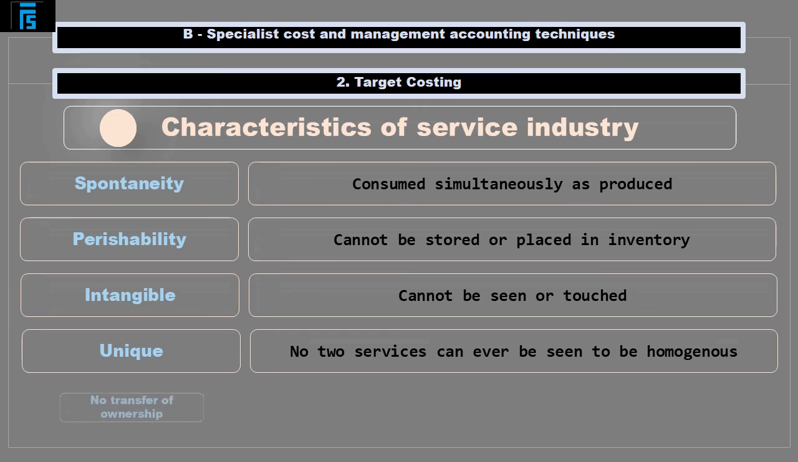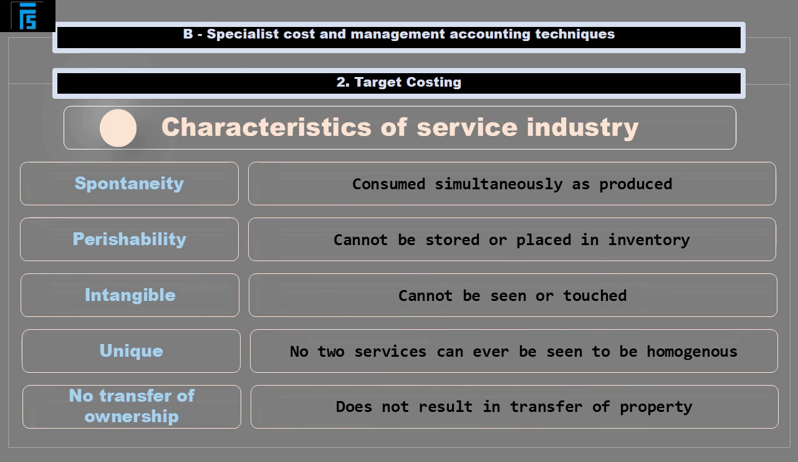And finally, no transfer of ownership. Unlike manufactured goods, services do not result in the transfer of property. The purchase of a service only grants the customer access to or the right to use a facility.